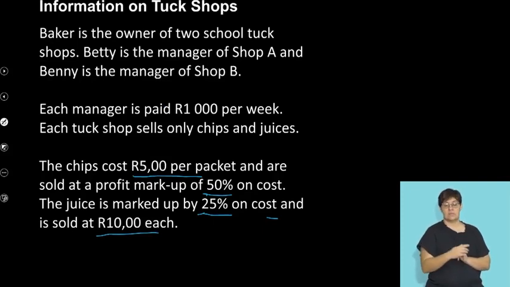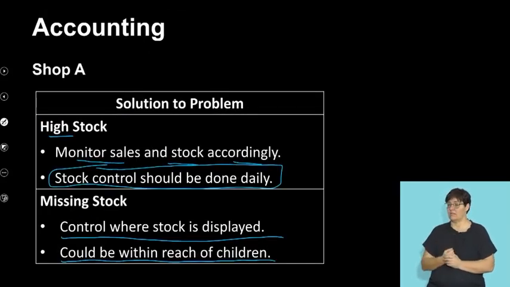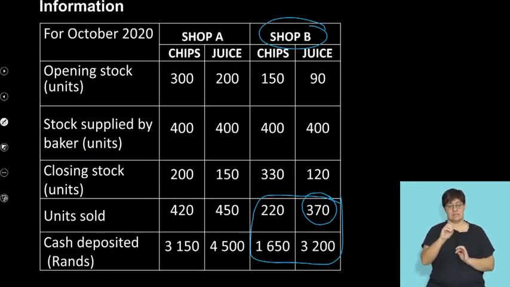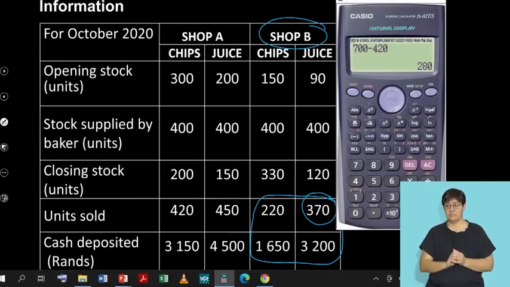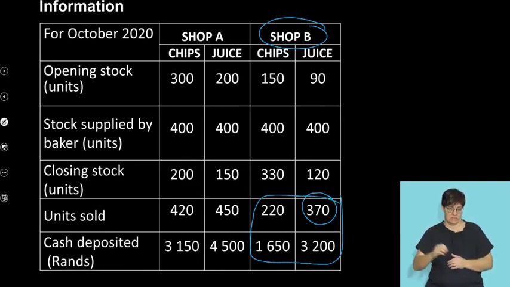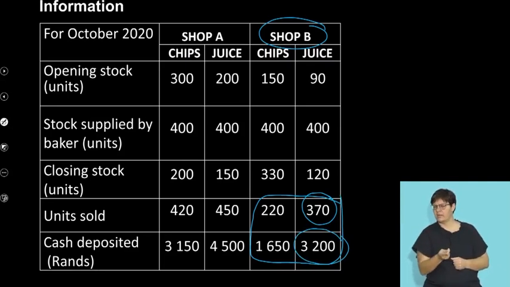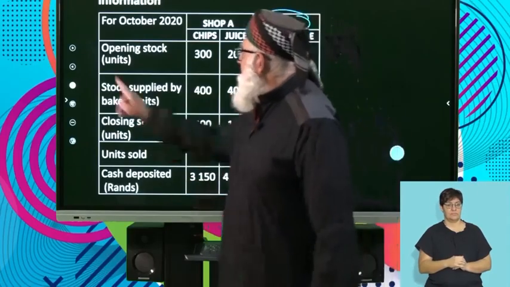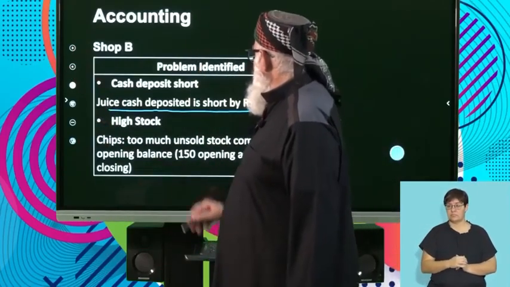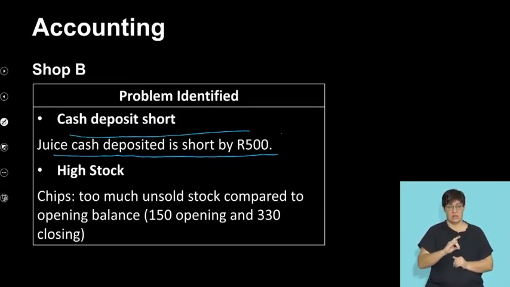The juice is sold at 10 Rand each, clearly indicating to you now that if you sold 370 units of the juice, 370 times the 10 Rand will tell you you're supposed to deposit 3,700. However, you're only depositing 3,200, indicating to you that the cash for the juice is short of 500 Rand, right? This means, therefore, that your cash deposited is short by the 500.